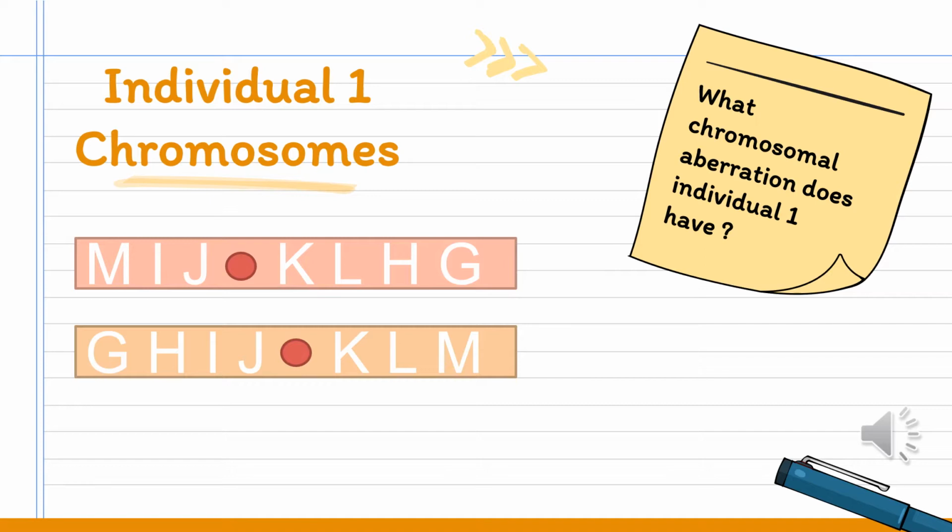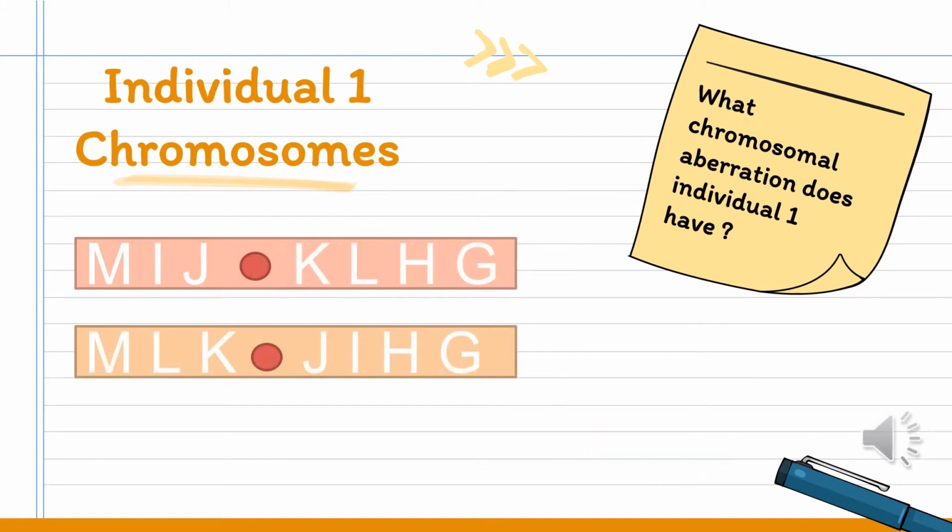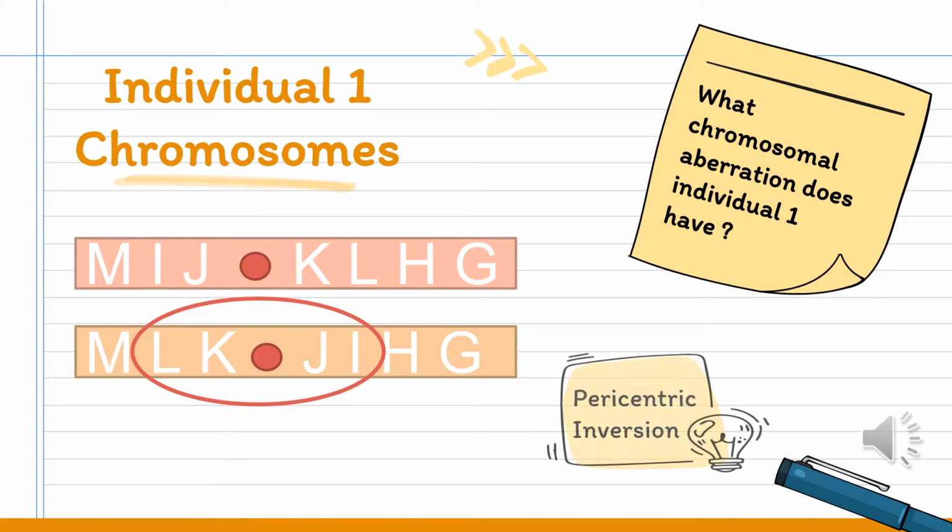To figure this out, let's first realign the chromosomes so the alleles match up by reversing the sequence of one of them. That's better. Now we can look at what part of the chromosomal sequences are the same and what differs. As you can see, the alleles around the centromere in the center of each chromosome do not match up. Do you know which chromosomal aberration this is? If you said paracentric inversion, you're correct.